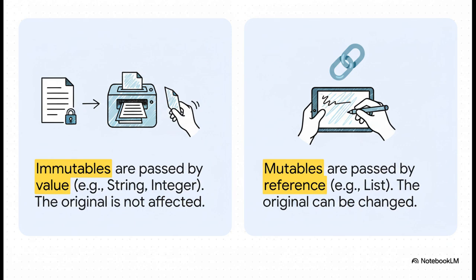There's this fundamental split, right? Some types, which we call immutable, are passed like a safe copy. Others, called mutable, are passed more like a direct, live link to the original. Let's see what that really means.